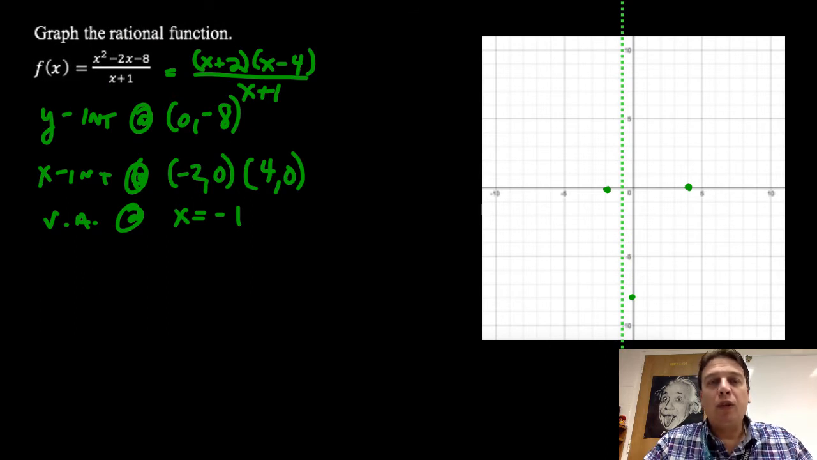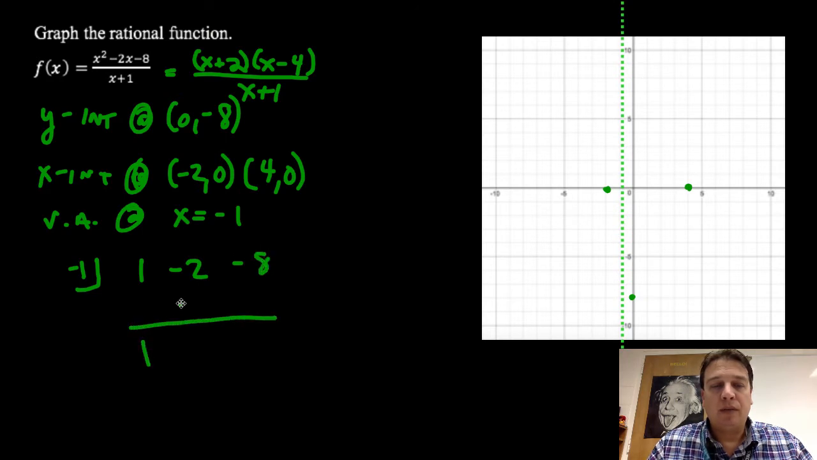So we'll use synthetic division, which then means we're going to make our box here. And I'm going to put in the value that would make the denominator 0, so -1. I grab my coefficients again, so 1, -2, -8.